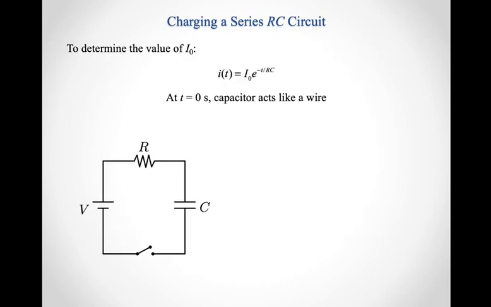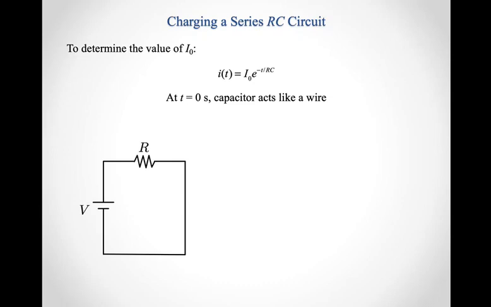So if we want to figure out what this value I naught is, what's the initial value of the current at the instant we close the switch? Well, again, we know that at t equals 0, the capacitor is going to act like a wire. So when we close the switch, our series RC circuit behaves like this one. So it basically behaves like just a battery and a resistor connected in series, because at the instant we close the switch, the capacitor acts like a wire and the switch now completes a wire.